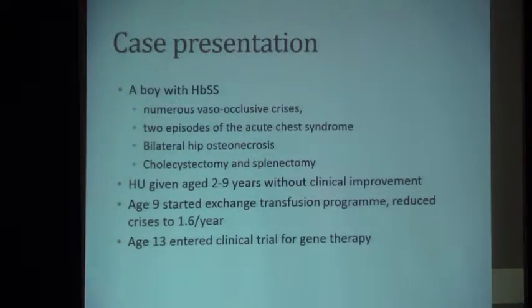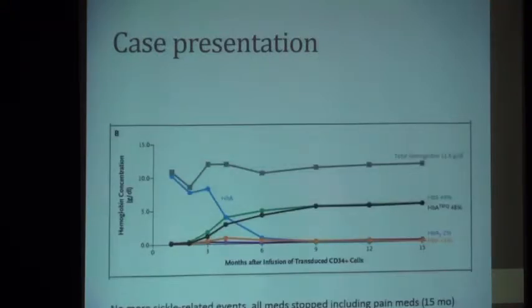So he was about 13, and he'd also had cholecystectomy and splenectomy. He'd been given hydroxycarbamide from the ages of 2 to 9 without any improvement, and he'd started on an exchange transfusion program. And then at age 13, he entered into this clinical trial for gene therapy.